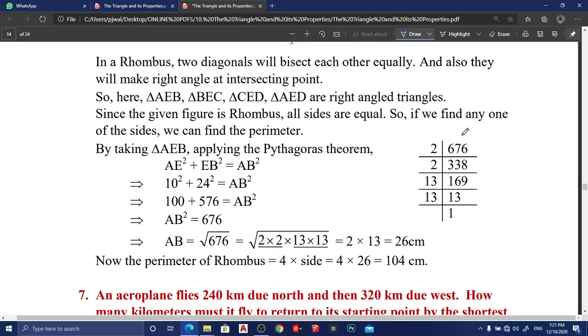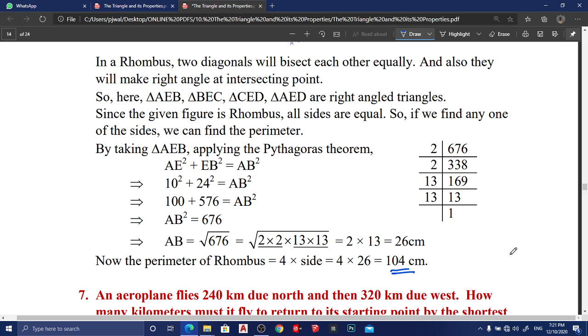Here I am taking the prime factorization to find out the square root. See here, 2 into 2 into 13 into 13. Out of two 2's you have to take one 2 here. Out of two 13's you have to take one 13. That will become the square root of this one. So 2 into 13 is 26 centimeters. And the perimeter of the rhombus is 4 into side, which is 4 into 26, 104 centimeters. Like that you have to write the steps here.